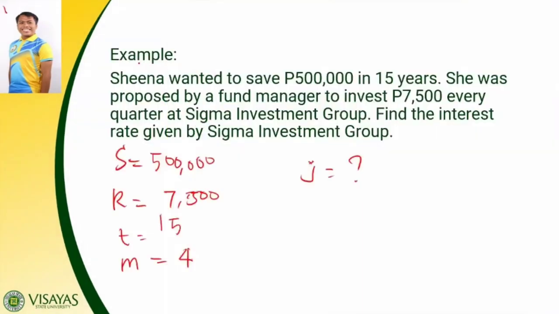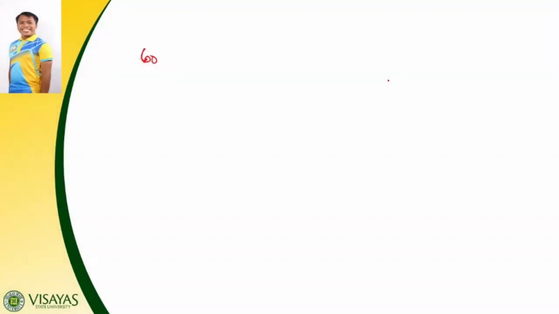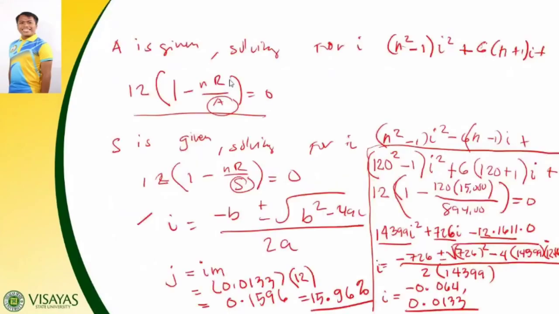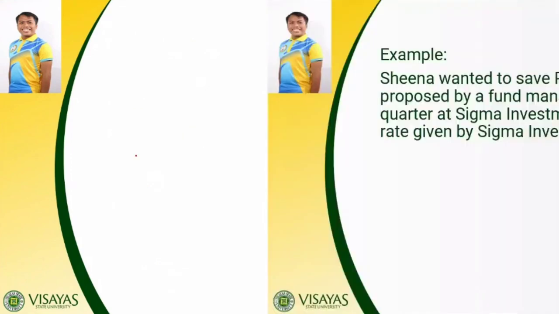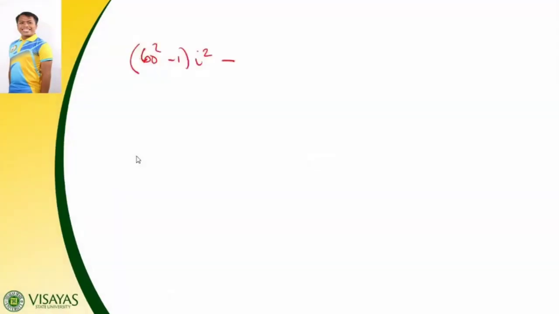So we will use the given equation 60. Why 60? This is quarterly, so 4 quarterly times 15. So it should be 60. Okay? So that's 60 squared minus 1, I squared minus, why minus? Because S is our given. Earlier we used A because A was the given. Now S is our given. This is not accumulated. Accumulated S. Okay. So minus 6.